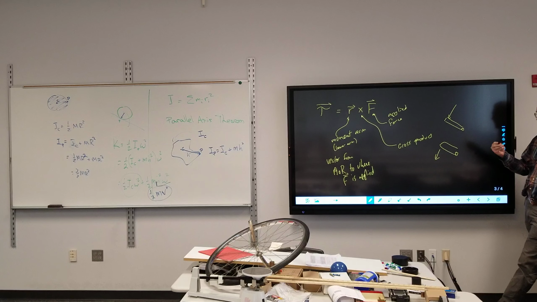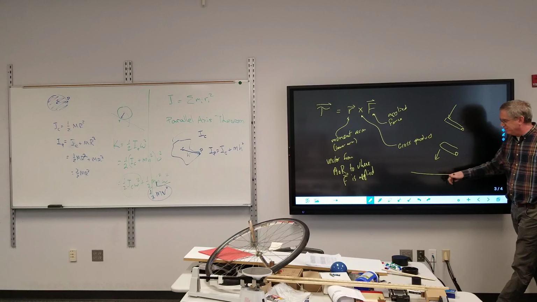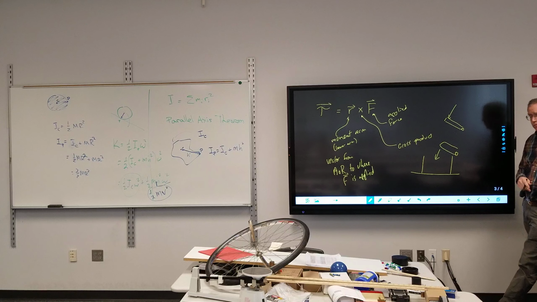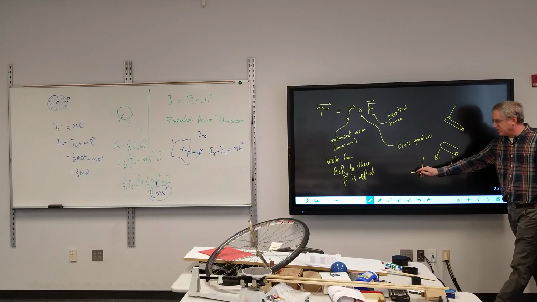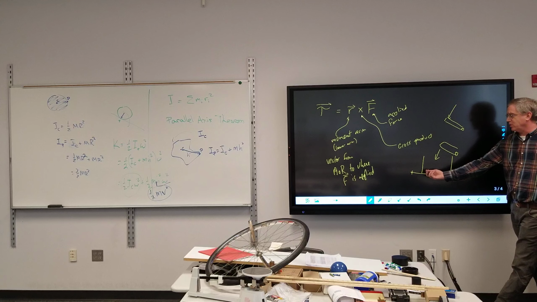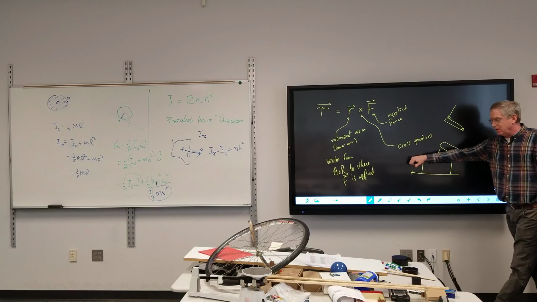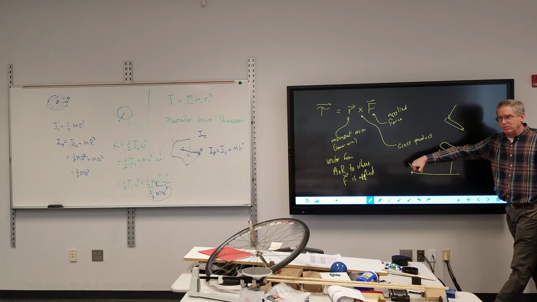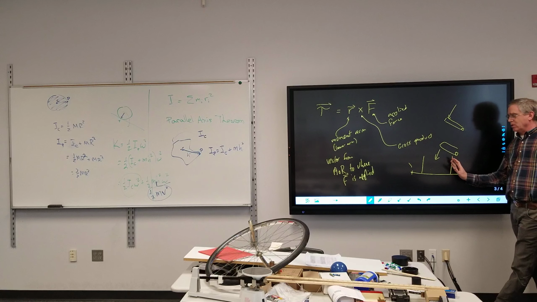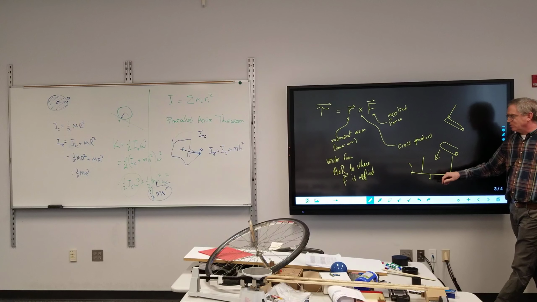then, for instance, I have a beam being held up by two pieces of string. The axis of rotation is anywhere you want it to be. So if I choose this to be my axis of rotation, then the force that's holding up over here is doing a torque out of the board. This is also doing a torque out of the board. The weight of this is doing a torque in.